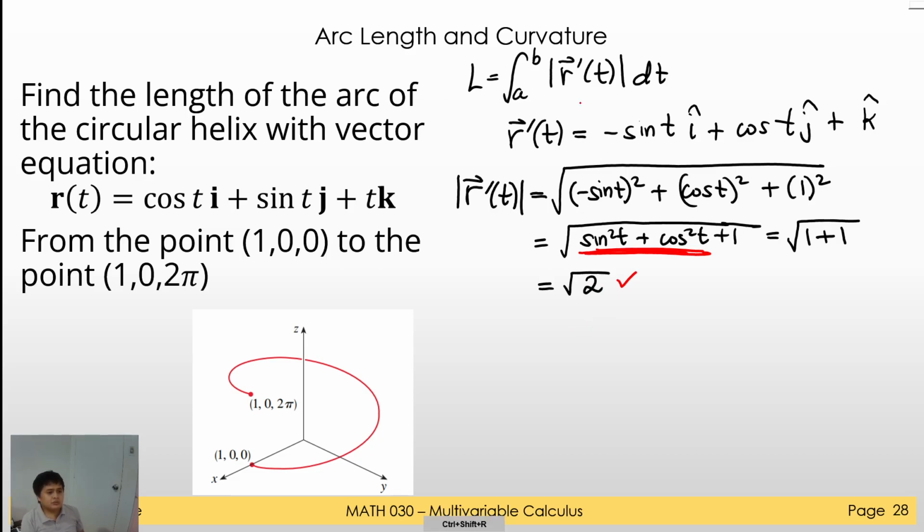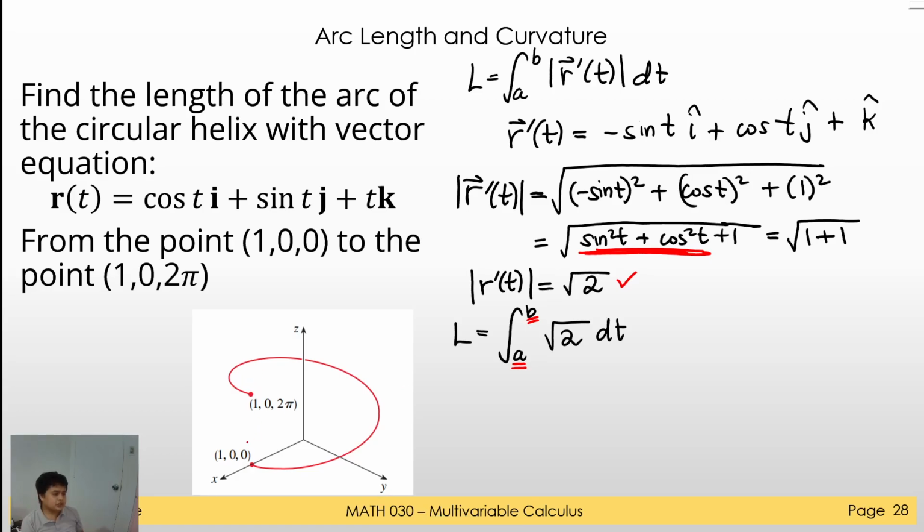Now, how do we utilize this? We can just substitute the value square root of 2 into our formula, our definition. So therefore, the length is equal to the definite integral from a to b of the square root of 2 dt. Now, we have to worry about this a and b. So the a and b is what?